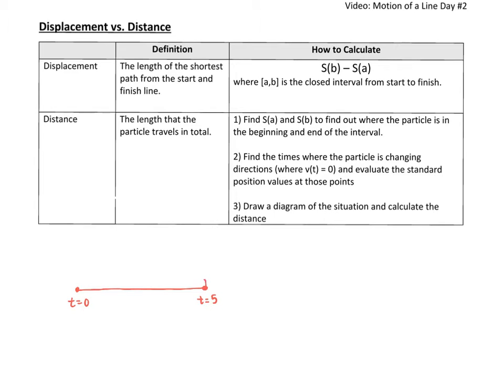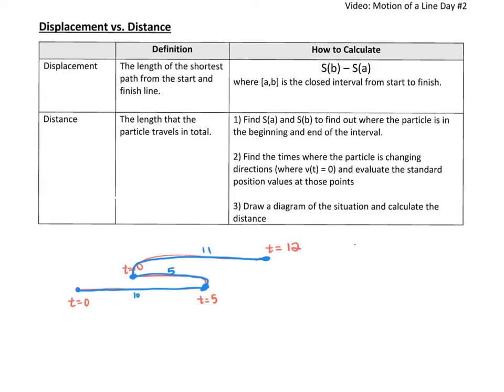And then it goes back. And let's just say this is at 10 seconds. And then it goes forward one last time to time equals 12 seconds. So if I were to calculate the distance, it would be how much it traveled. So let's just say from time equals 0 to time equals 5, I went 10 units. Then from time equals 5 to time equals 10 seconds, I went 5 units. And then from time equals 10 to time equals 12, I went 11 units.